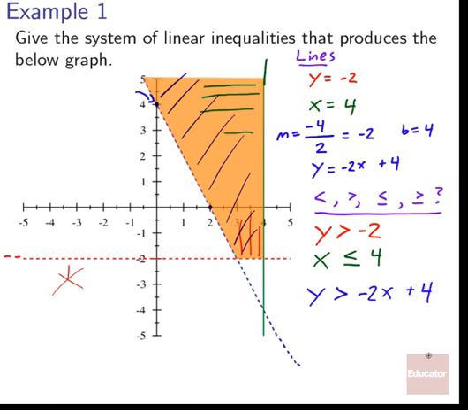If we want to check that with a test point, we could try a test point just like we did the others. This one's a little bit harder to do in our head since it involves more things. So 0 is greater than negative 2 times 0 plus 4. 0 is greater than 4. That test point fails, so indeed it has to be shaded on this side. So we chose the correct symbol. y is greater than negative 2x plus 4.